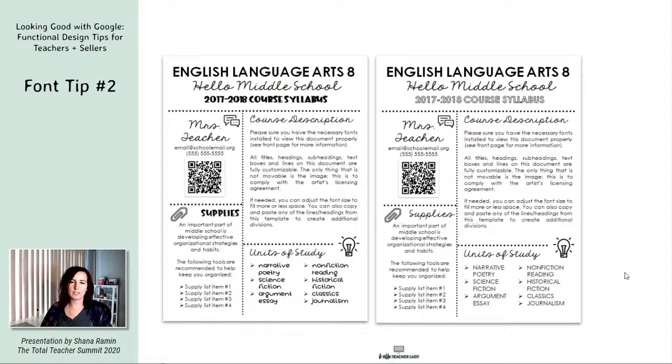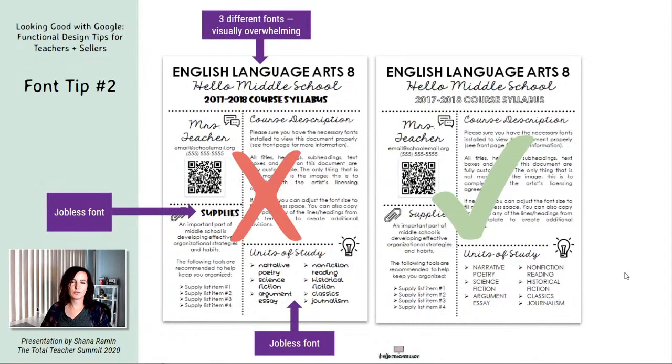When you first look at these, you can probably tell which one is the cleaner version and which one is the overwhelming version. But just in case, little check mark and X there for you. Now, the reason why the one on the left doesn't look as good, it's visually cluttered, is because it has 3 different fonts up at the top, which is visually overwhelming. And then we have some jobless fonts at the bottom over here. So the text that says supplies and the text that's underneath units of study, those are both jobless fonts. They have no function in this project.